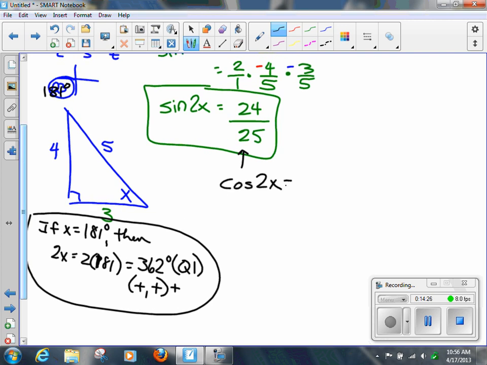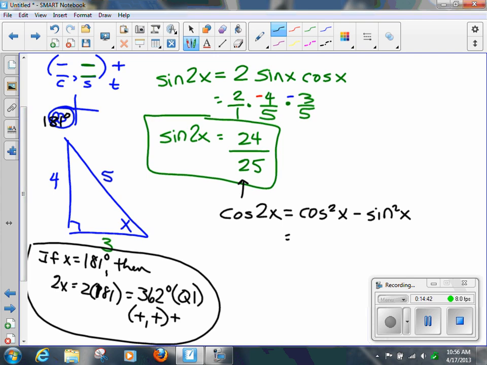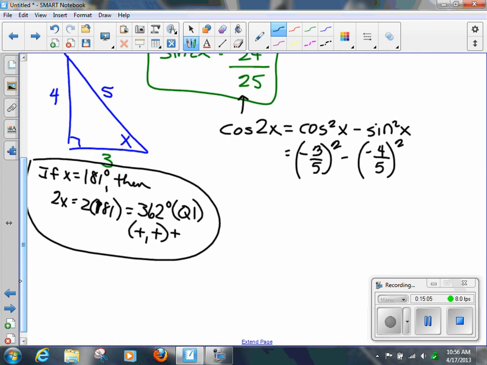Cosine of 2x. Did y'all use the cosine squared minus sine squared? We still should get the same answer no matter which formula you use, correct? My cosine value, I can pull it right from this other. My cosine value was negative 3/5 squared. Subtract the sine squared value, which is going to be negative 4/5 squared. Folks, you've got to know order of operations, and at this level, not make careless mistakes with your signs. This is just order of operations.